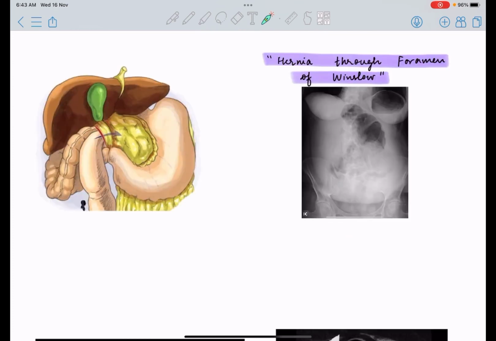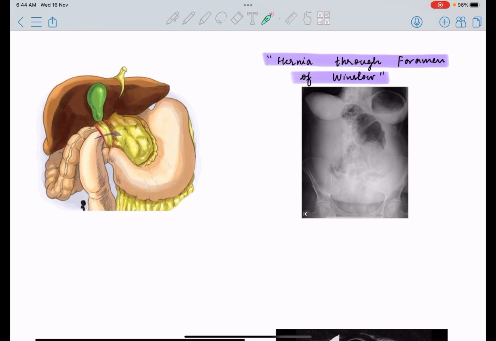After completing periapical hernia, we will now try to understand hernia through foramen of Winslow. If we look at the diagram, we can see that the loop of bowel has herniated through the foramen of Winslow, and this bowel loop appears to be extremely dilated over here, obviously suggesting obstruction.